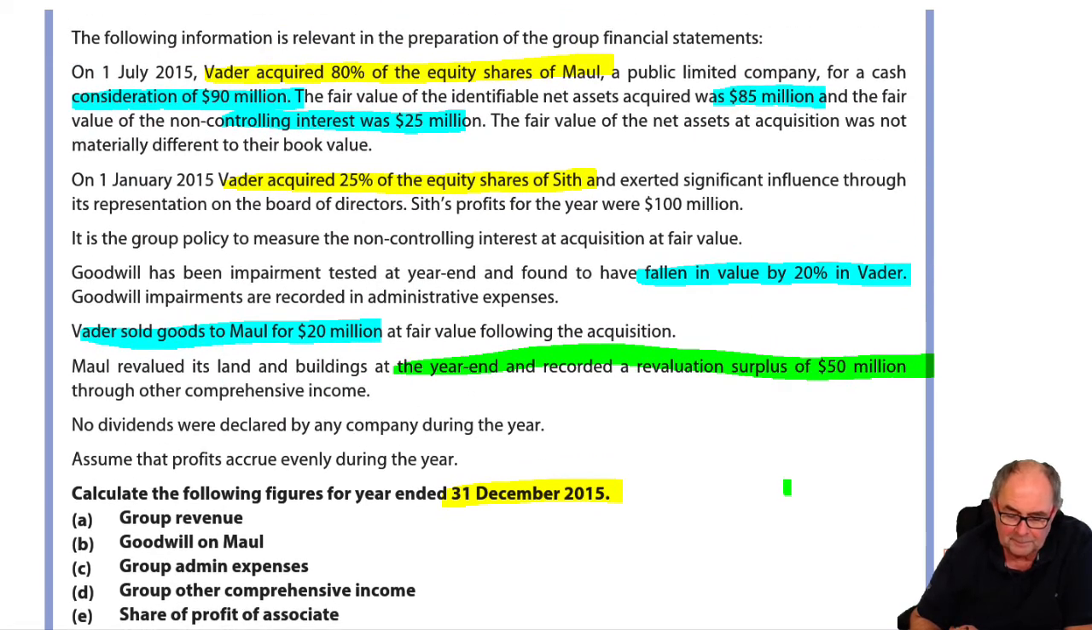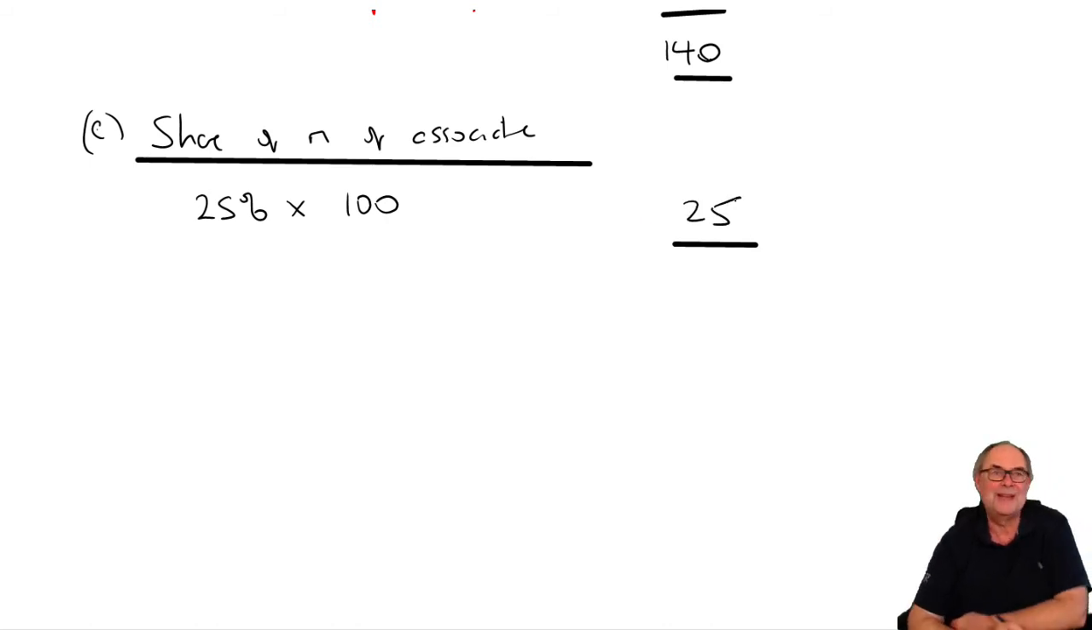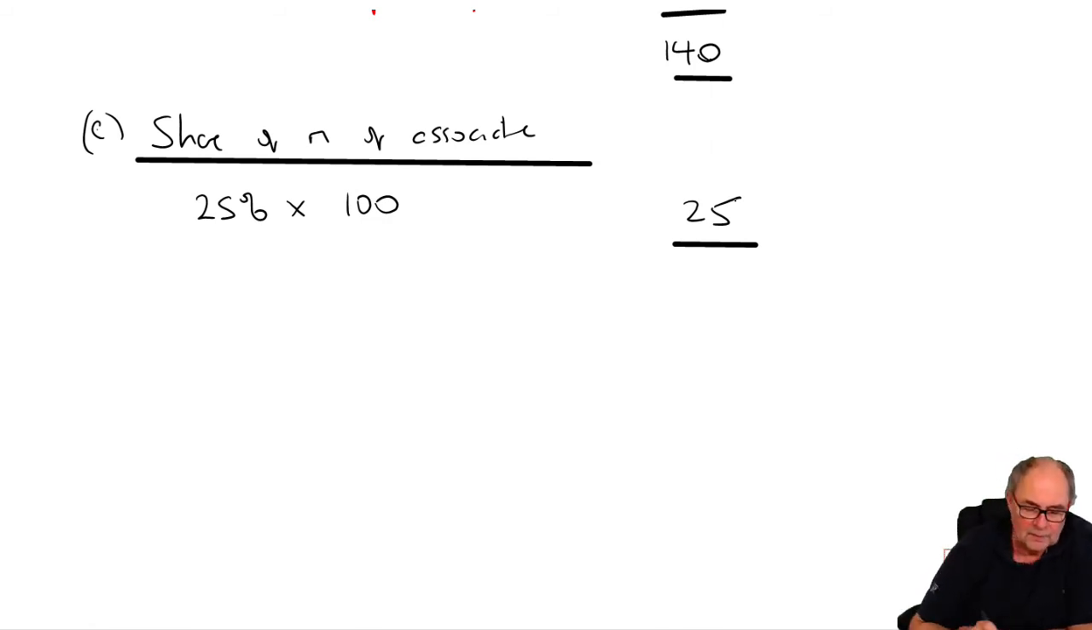Here we are. We owned the company for all of the year. Its profits for the year were 100, but we only bring in our share. Just a single line, remember, in the P&L. So the share of profit of the associate would therefore be 25% of 100. 25% of 100 would give me 25.